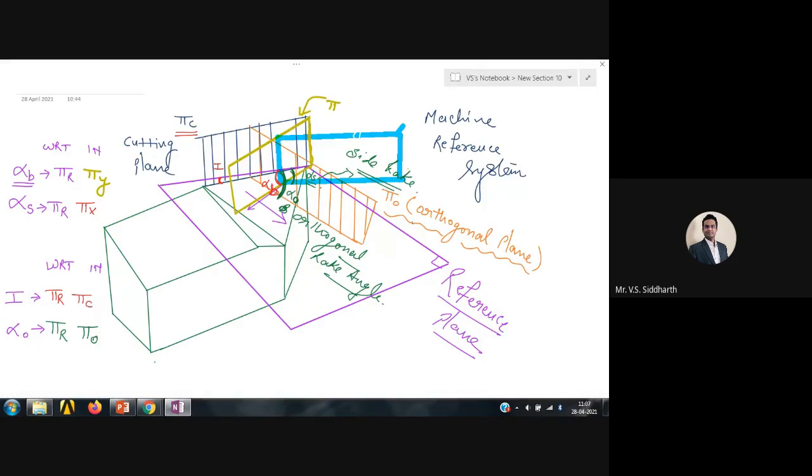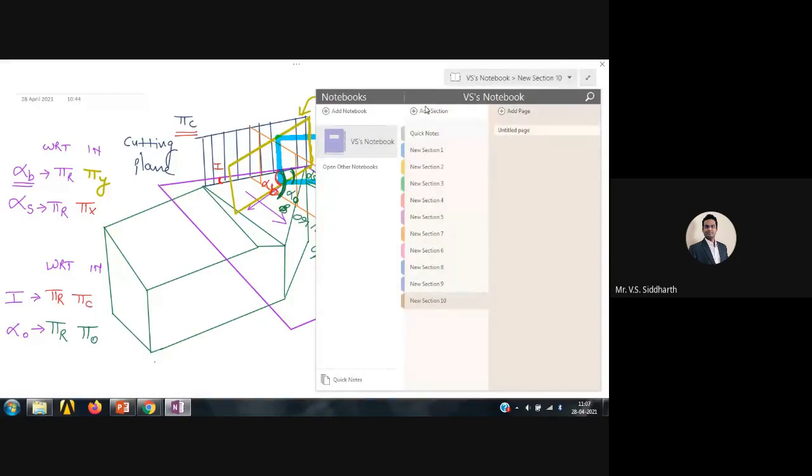So have you got it? Say yes or no. Can you tell me the difference between the back rake angle, side rake angle, inclination angle, and the orthogonal rake angle? Can you tell? Say yes or no. Shall I draw this one separately? Okay. I will draw one more diagram.